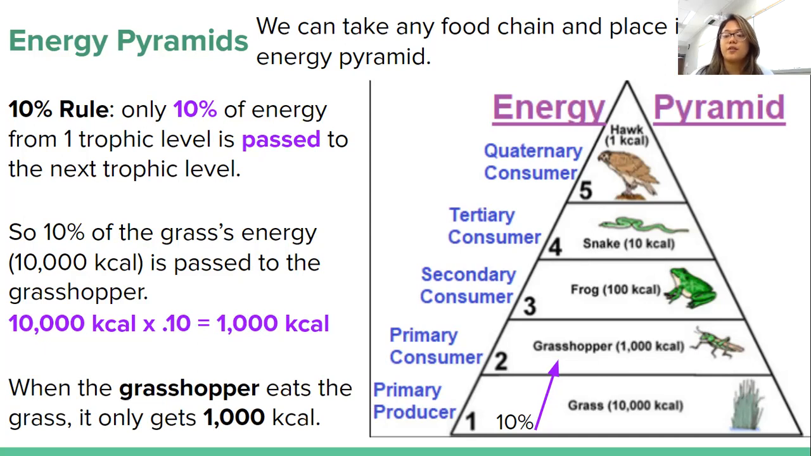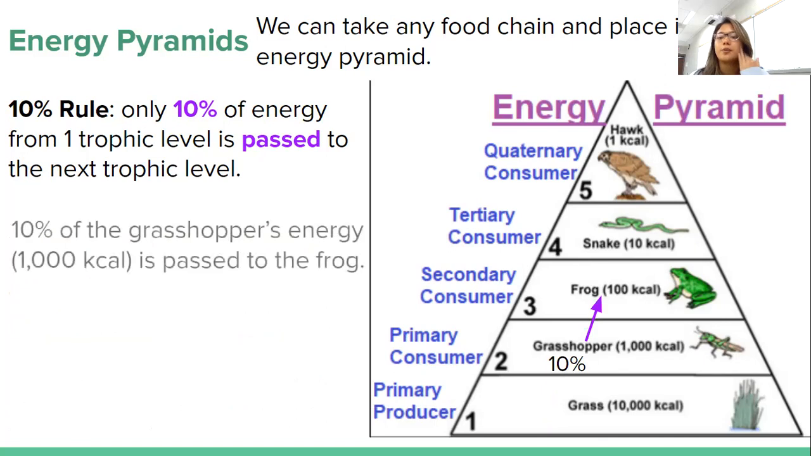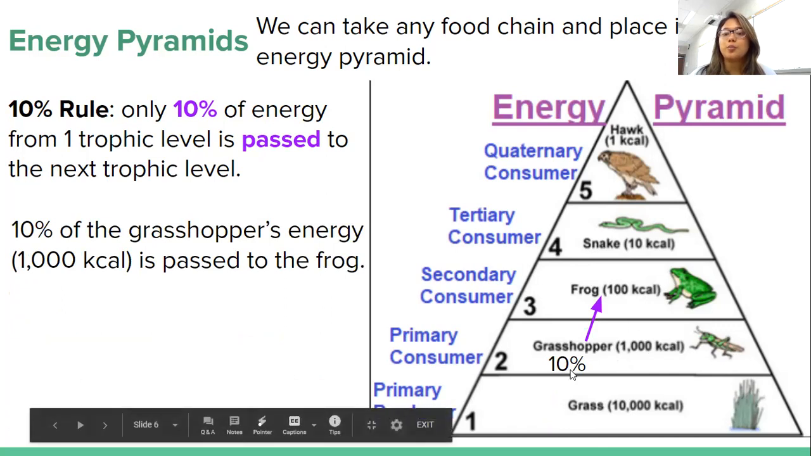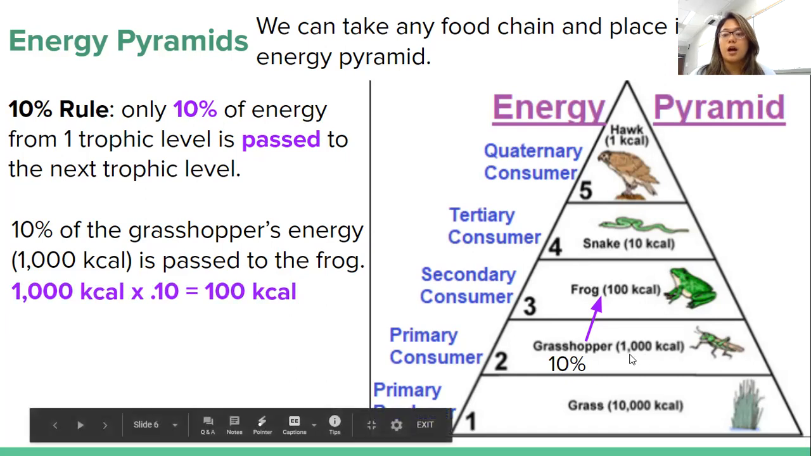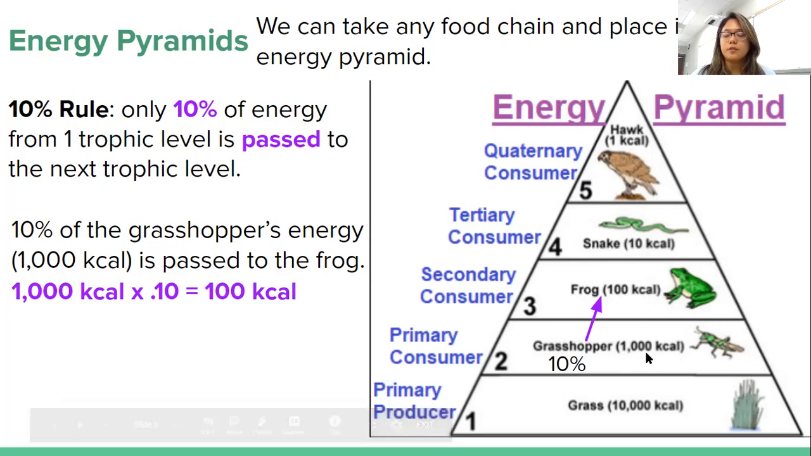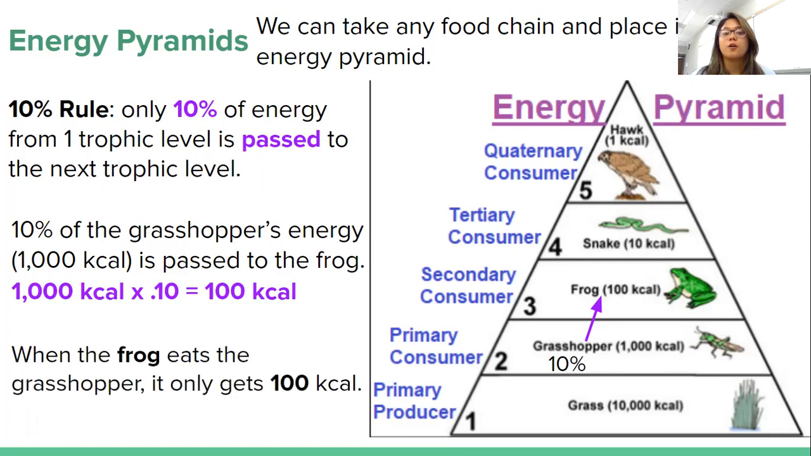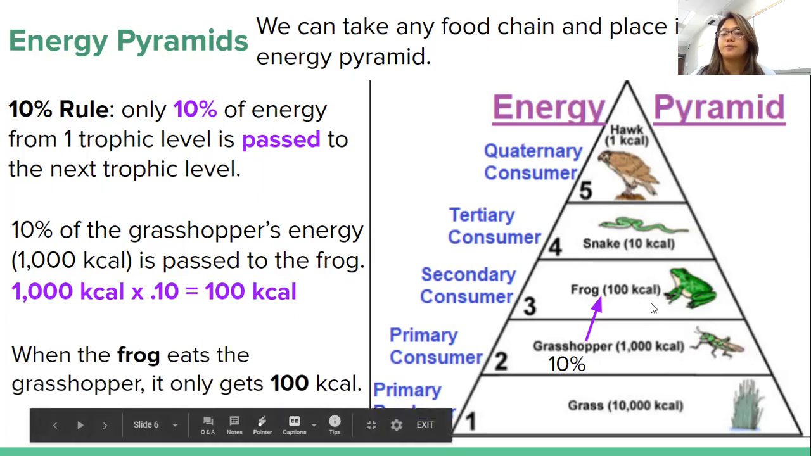Well, what about the next trophic level? So now we know that the grasshopper has 1,000 kilocalories. What about the frog? The frog will only get 10% of the 1,000 kilocalories that the grasshopper has. So how do we calculate it? Same thing. We take what the grasshopper has, 1,000 kilocalories, multiply it by 0.10, and then here we have what's left over for the frog. So the frog can only get 100 kilocalories by eating the grasshopper.